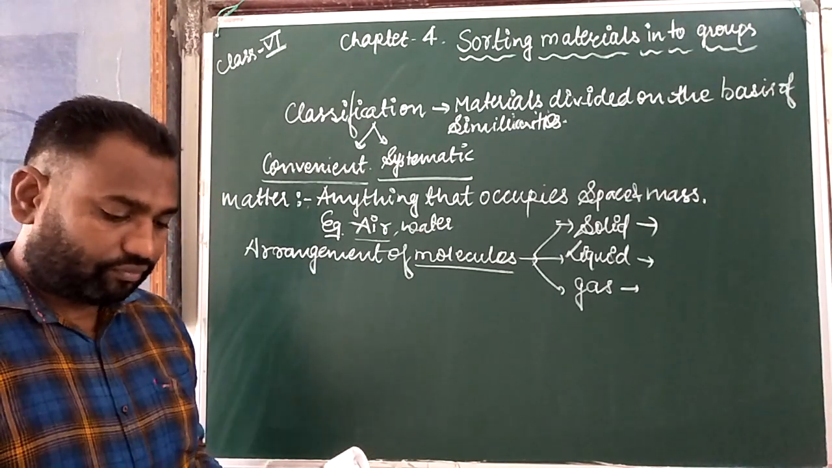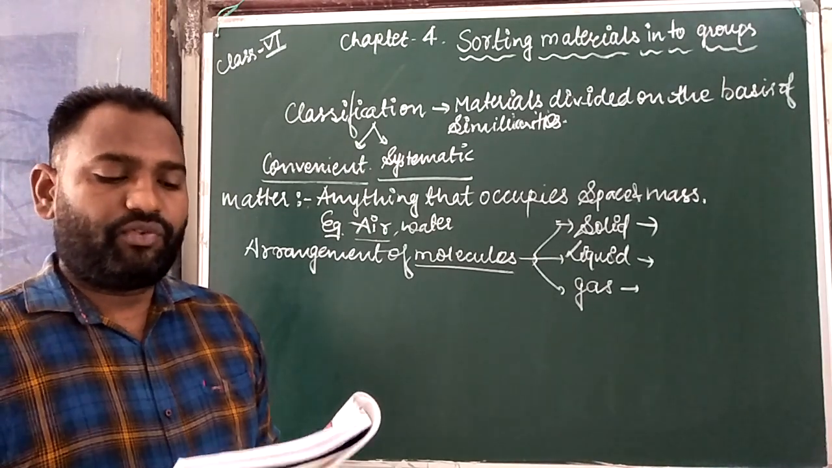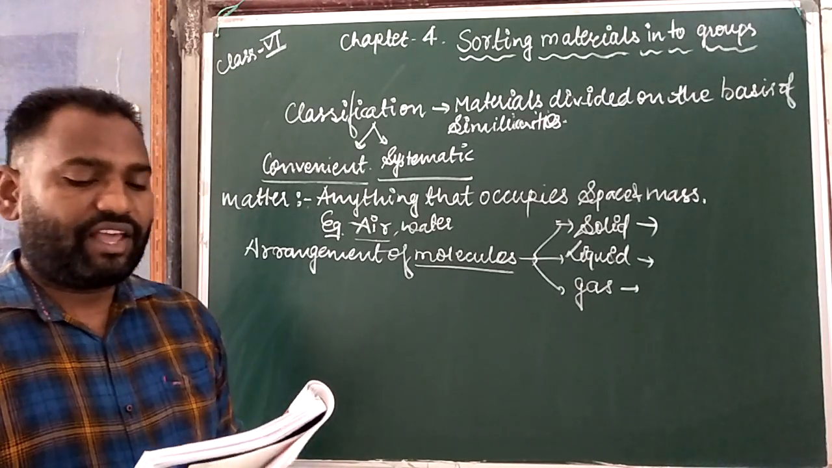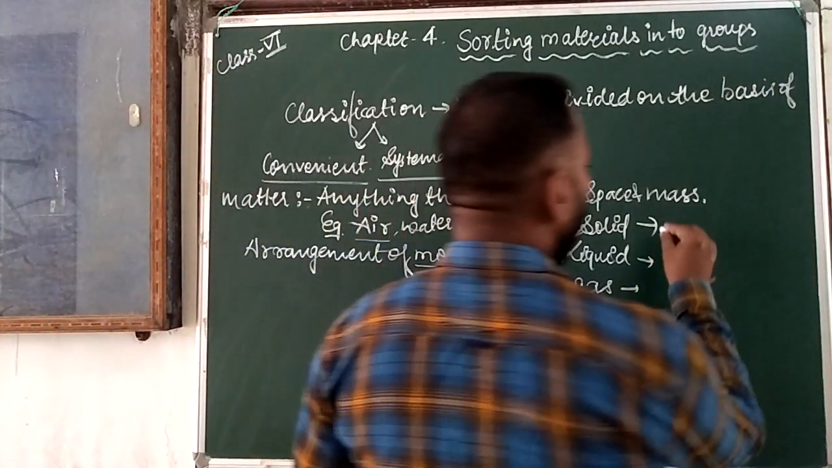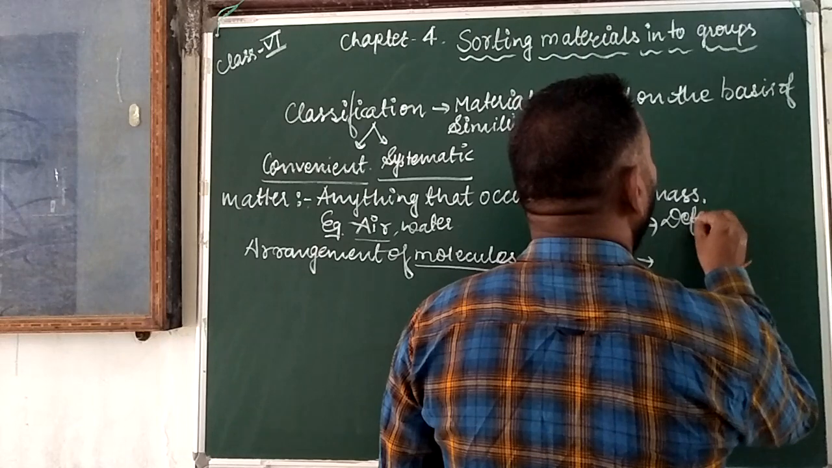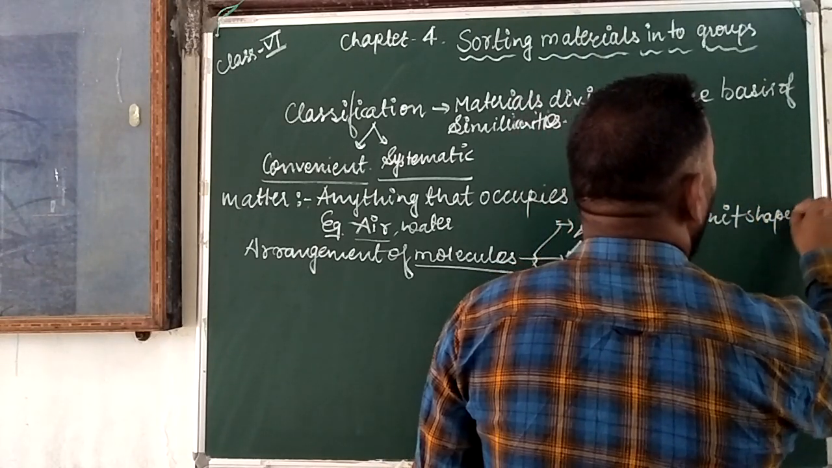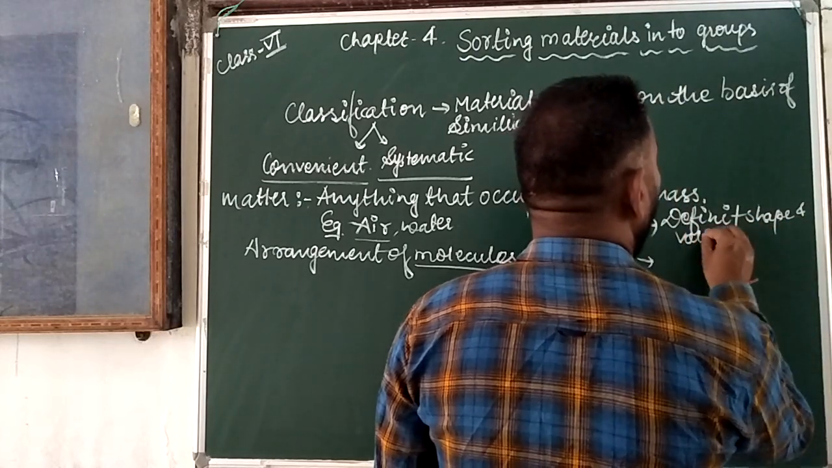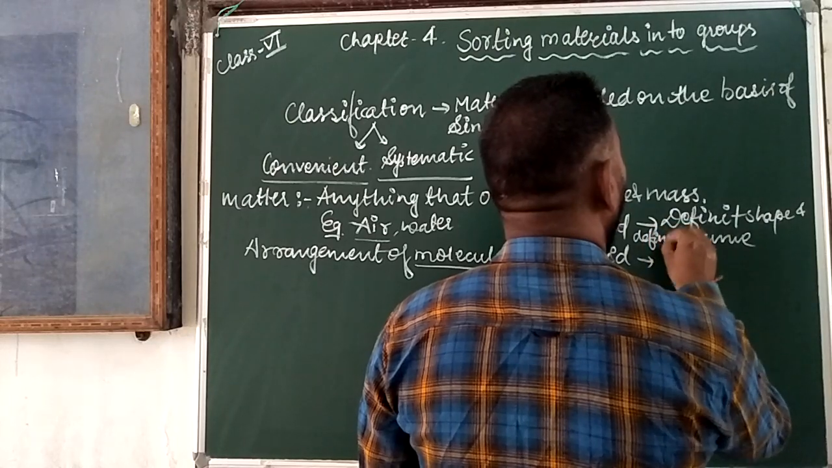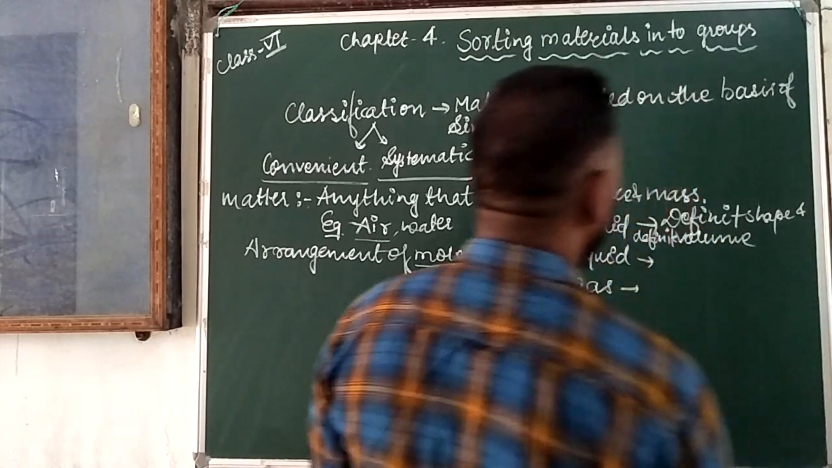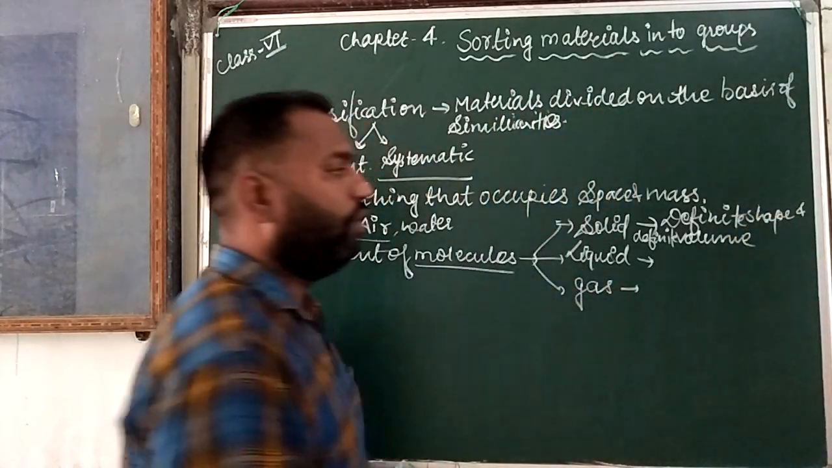Okay, so listen here. In solids the molecules are tightly packed and a strong attractive force acts between them, so they have a definite shape and definite volume. So generally solids have a definite shape and definite volume.